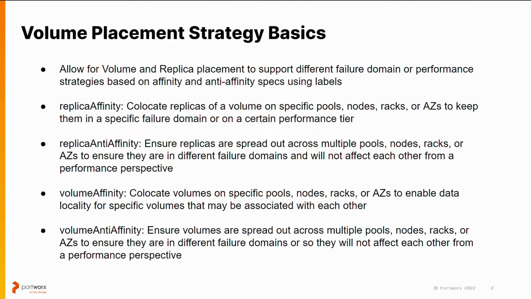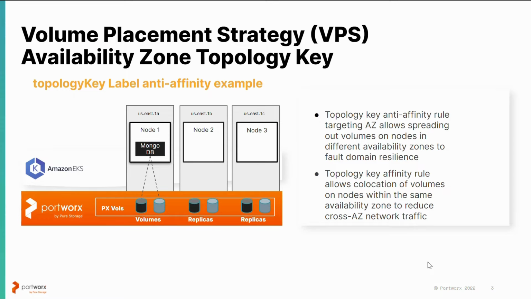So today we're going to show 3 different types of these placement strategy rules in our demo. The first one that we're going to cover is going to be an example of an anti-affinity rule targeting an availability zone. So in this demo, we're going to have a MongoDB pod that is set up with our PXDB storage class, which has 3 replicas for each volume.